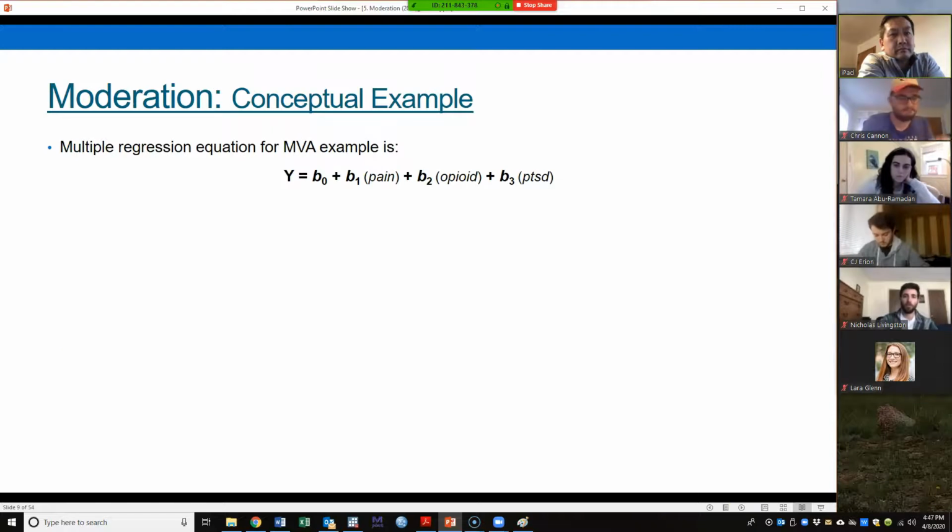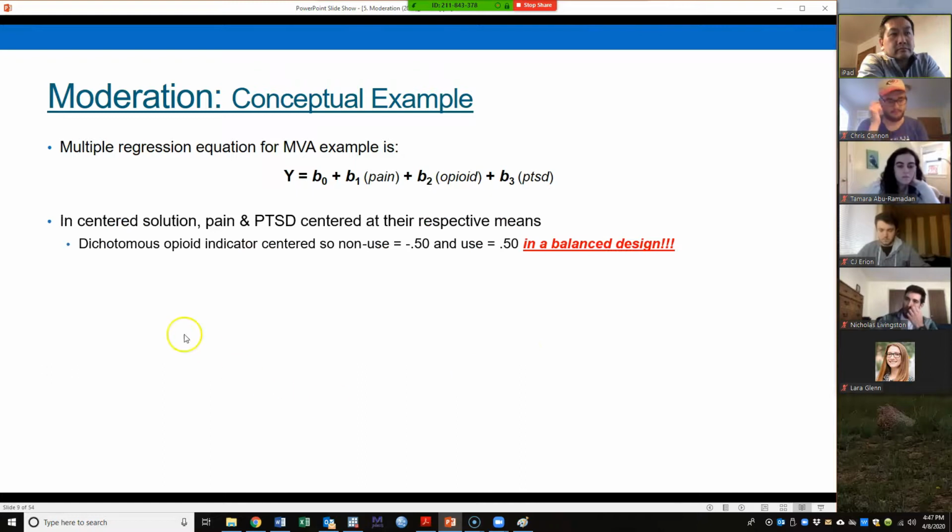Okay. So, for my multiple regression, for the model that we ran, we've got my role functioning variable regressed onto pain, opiate use, and PTSD. So in a centered solution, pain and PTSD are centered at their respective means, right? So we take the sample mean, subtract it from every value of pain, and the sample mean for PTSD, subtract that from every value of PTSD, so both of those are centered.